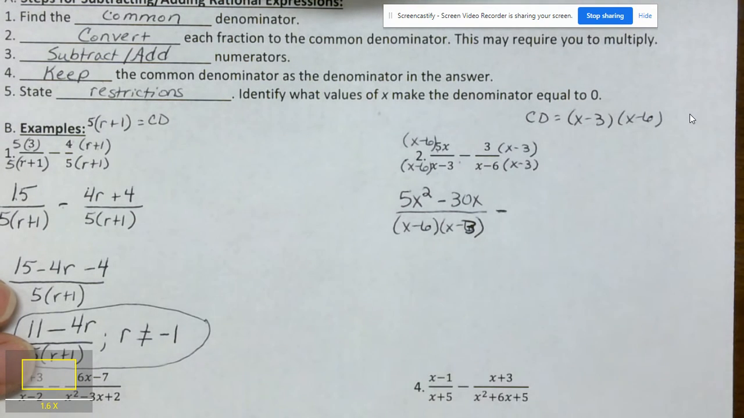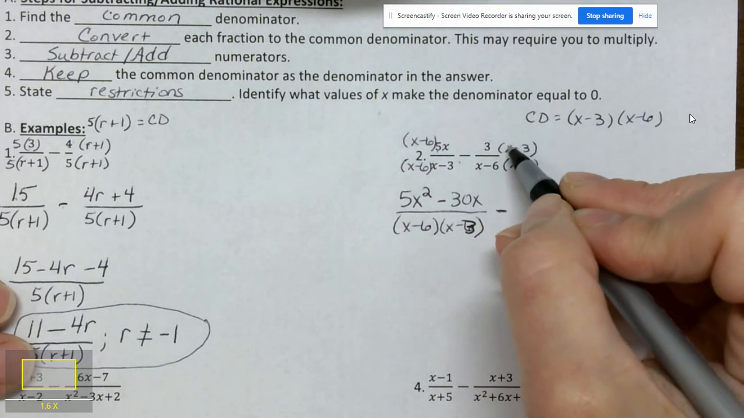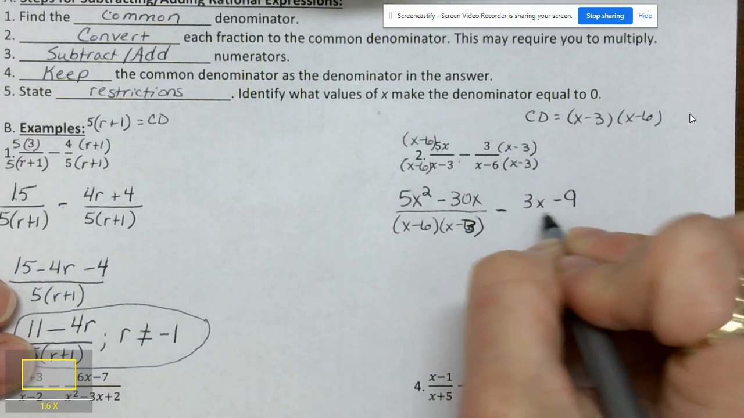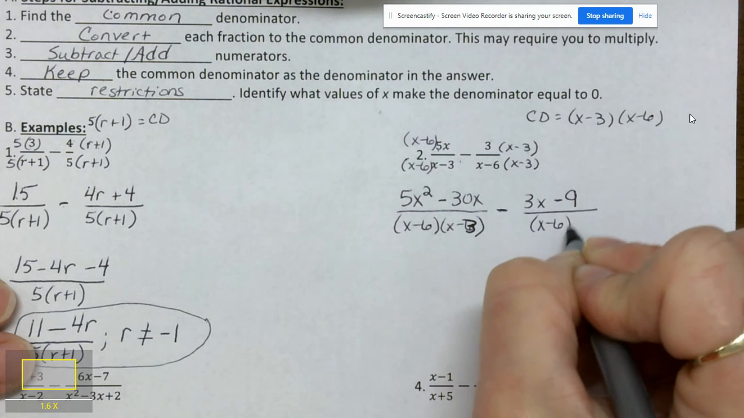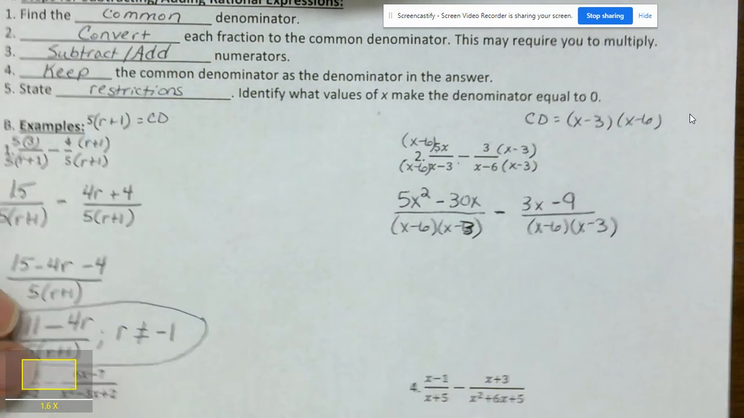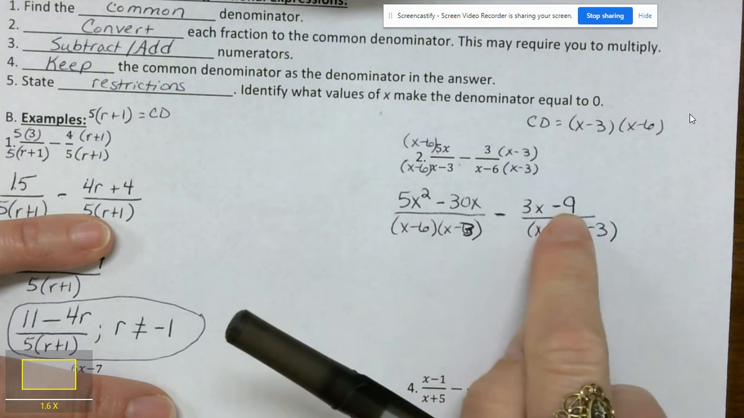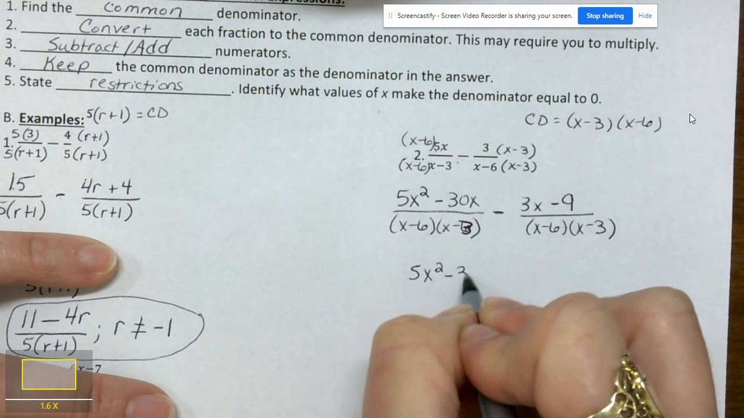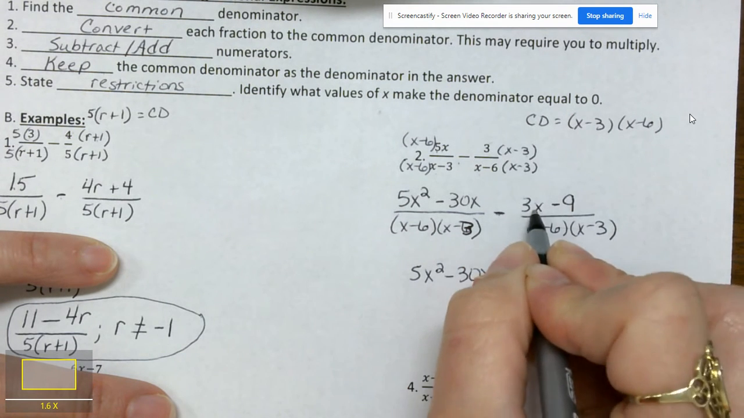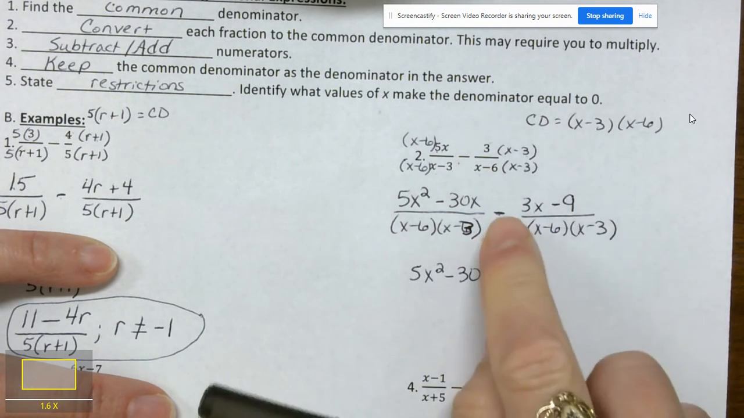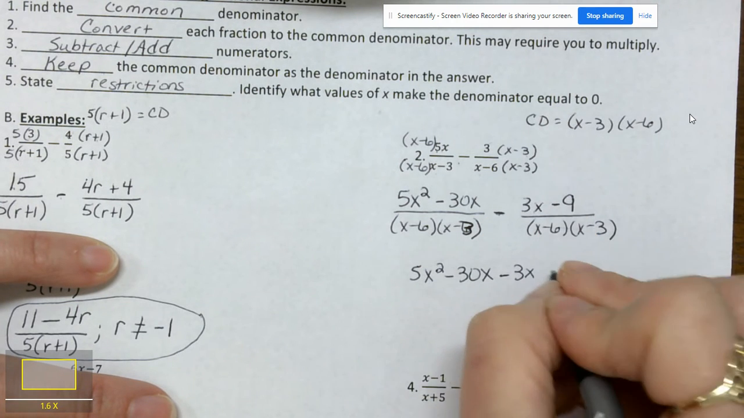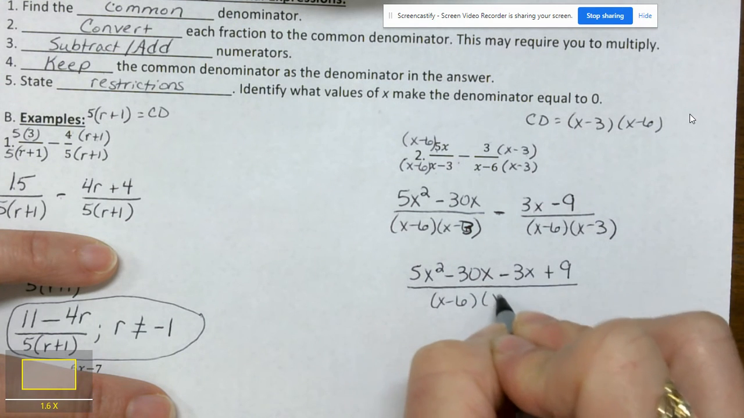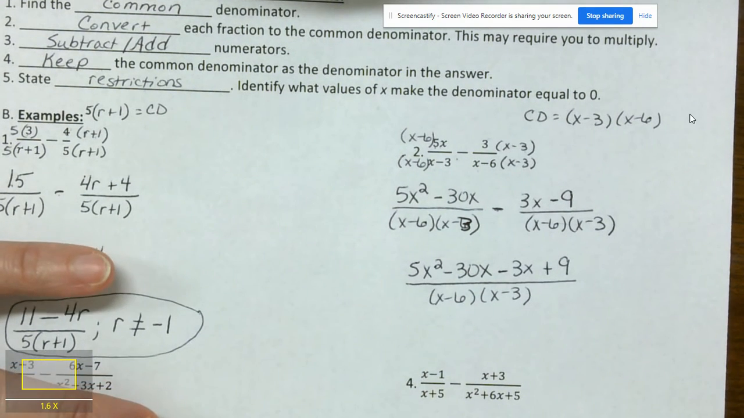Okay, now there's our minus. Now we've got to distribute that 3 to both the x and the negative 3 here. So that's going to be 3x minus 9 over our common denominator, x minus 6, x minus 3. Now we're going to write all of this together in our numerator. 5x squared minus 30x minus 3x. Now careful again, minus a negative, that's going to make that a plus 9. And it's all over your common denominator, x minus 6 times x minus 3.